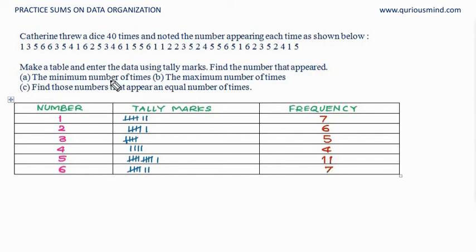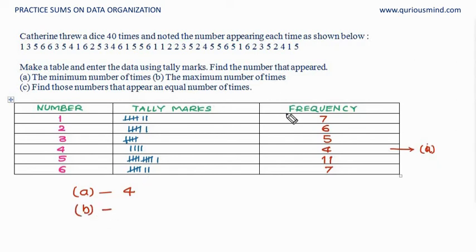So the first question, the number that appears the minimum number of times. And which is that number? Minimum number, if you see, it's 4. So this is appearing the minimum number of times. So this is the answer for A. And which is that number? It appears 4 times, but the number is 4. So the answer is 4. Now let's see B.